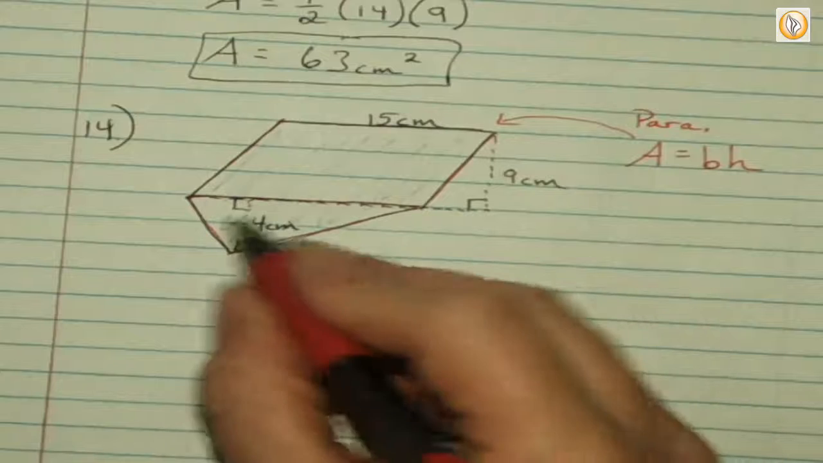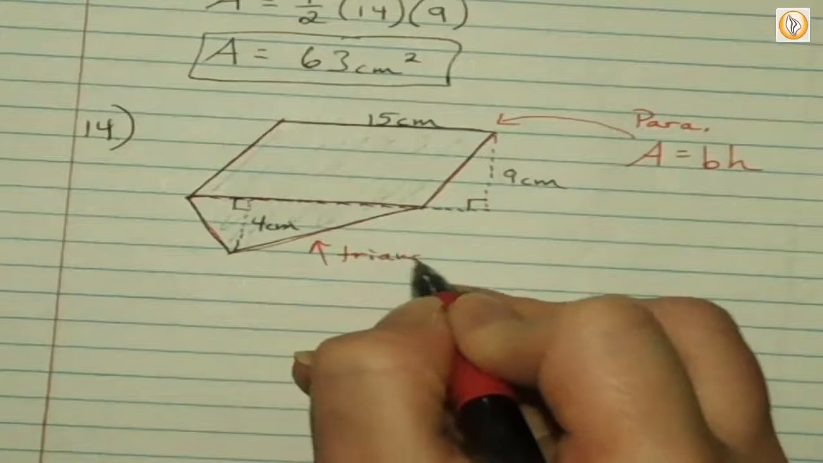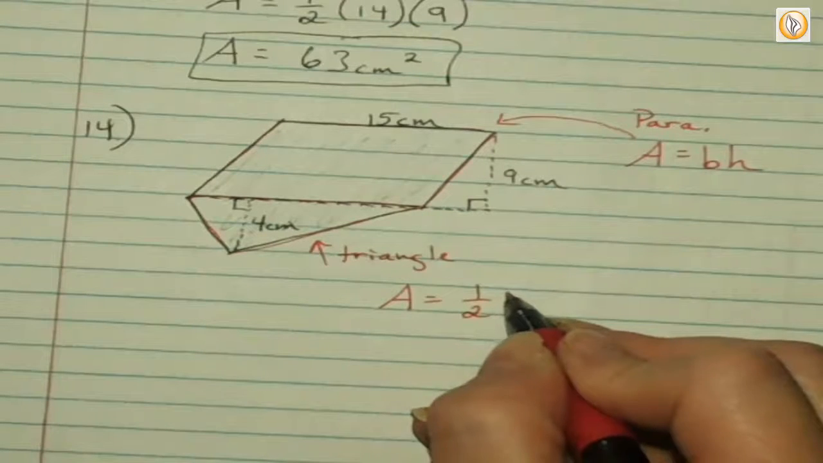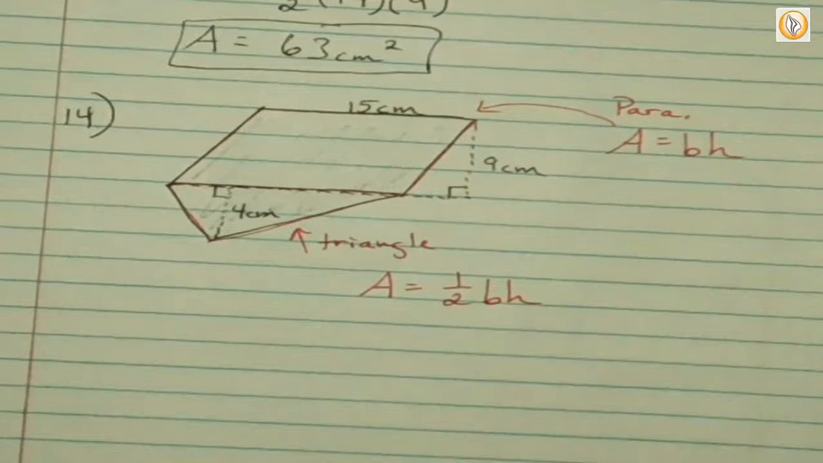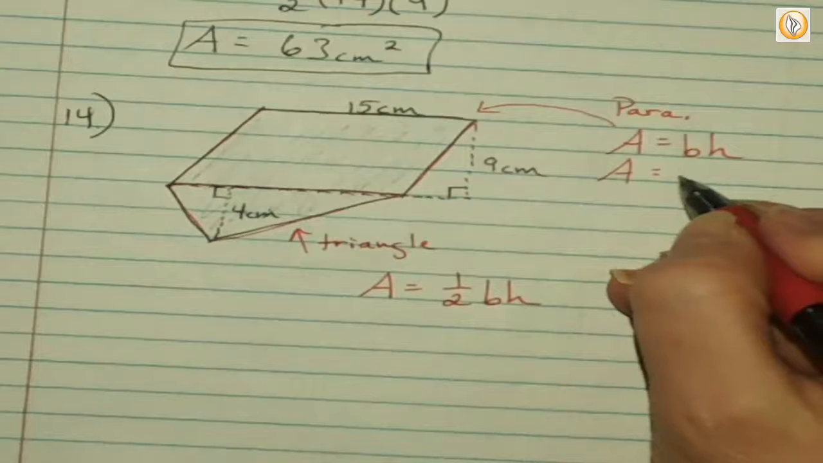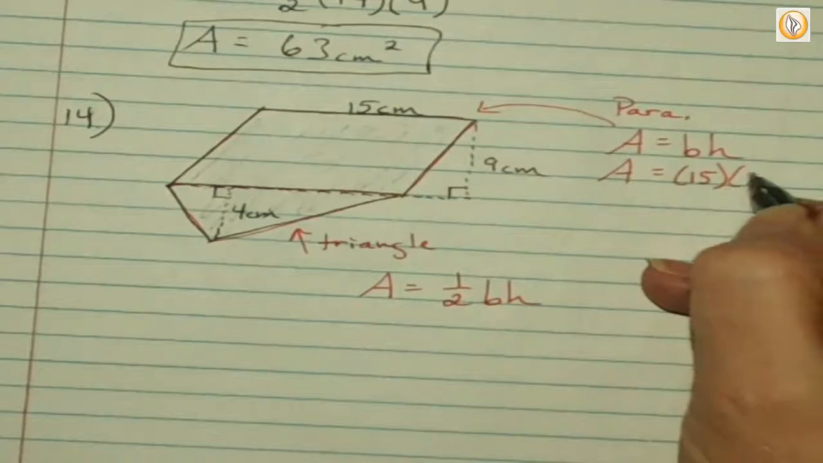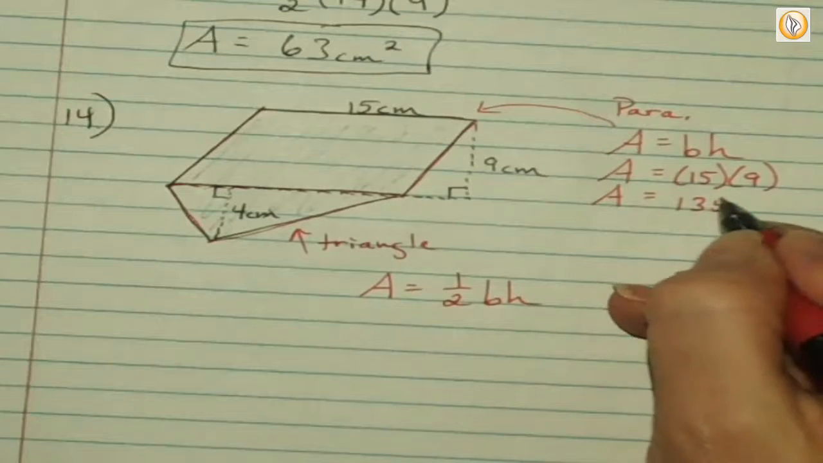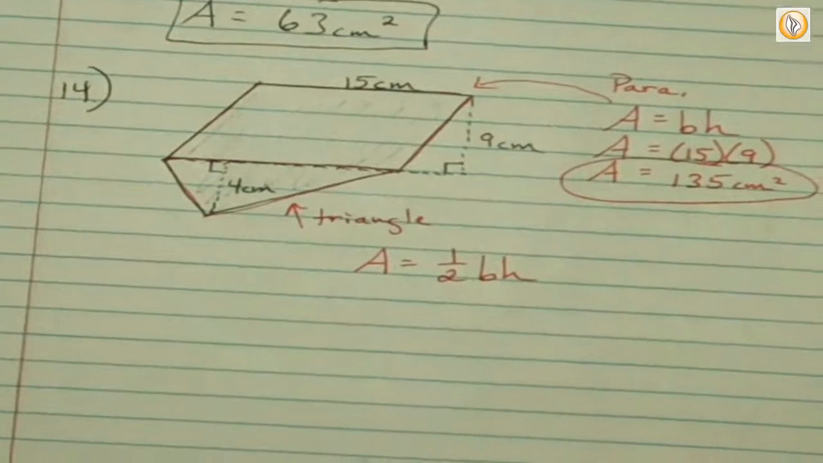And then what's the formula for the triangle? A equals 1/2 times base times height. Perfect. So we're going to do two different things. So for the first triangle, what is the base? 15. And what's the height? 9. And to save on time, I'm just going to tell you: it's 135 centimeters squared. So we have that one.